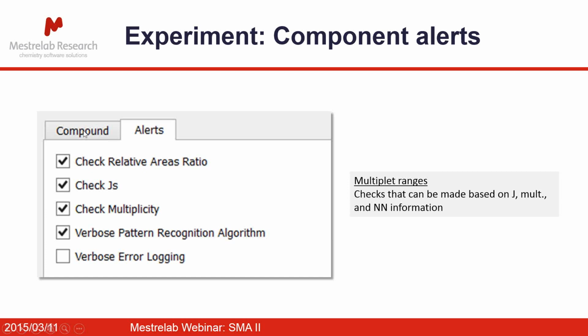Okay, I spoke about alerts and how you can turn them on or turn them off. These are over here. So we've been looking previously at the compound tab, and right next to it is the alerts tab, and this allows you to check on and off for the particular compound whether or not it's going to look at the relative areas ratio. So if you have two multiplets, one with the number of nuclides 2, one with the number of nuclides 3, it'll look to see that the ratio of those two is approximately 0.6. And if it isn't within that, then it'll throw an alert. You can check the J's, multiplicity, and so on, or you can turn them off and ask the program to ignore them.